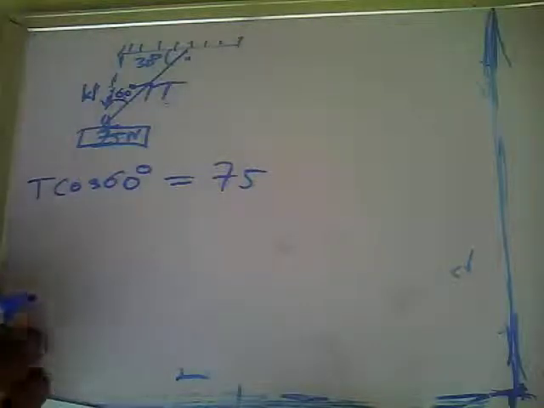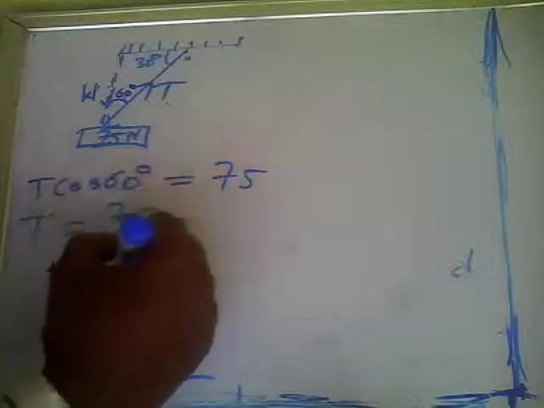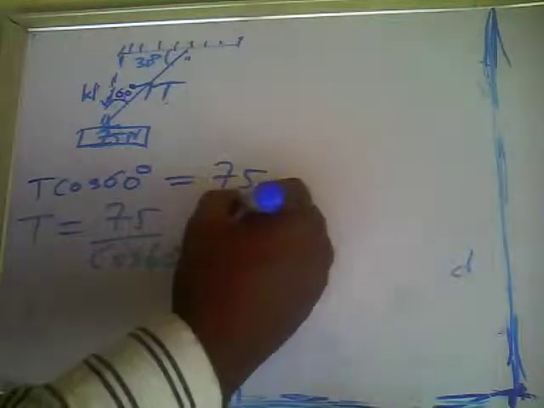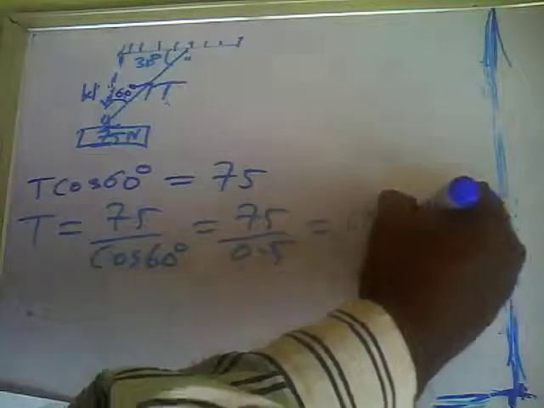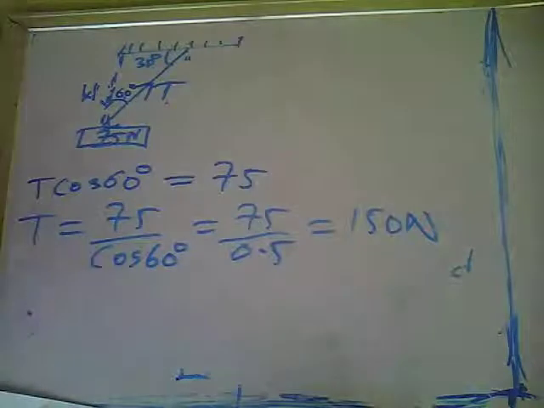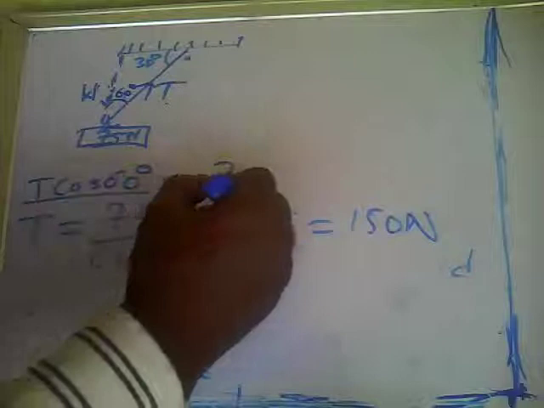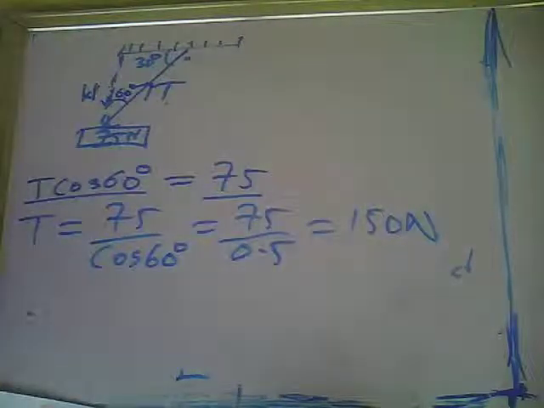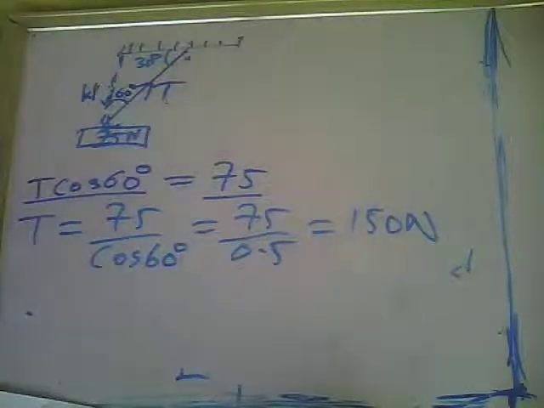So the tension, therefore, is 75 over cos 60 degrees, which is 75 over 0.5, giving us 150 Newton. The vertical component of the tension must be equal to the weight of the body for the system to be in equilibrium. That is the tension in the cord when the cord makes an angle of 30 degrees with the horizontal.